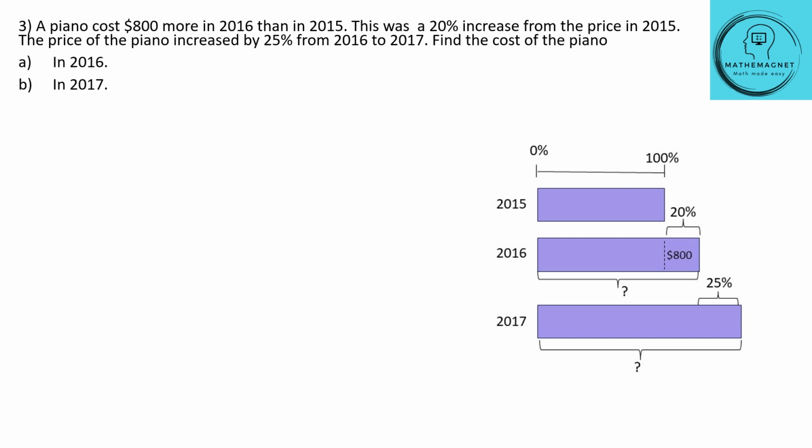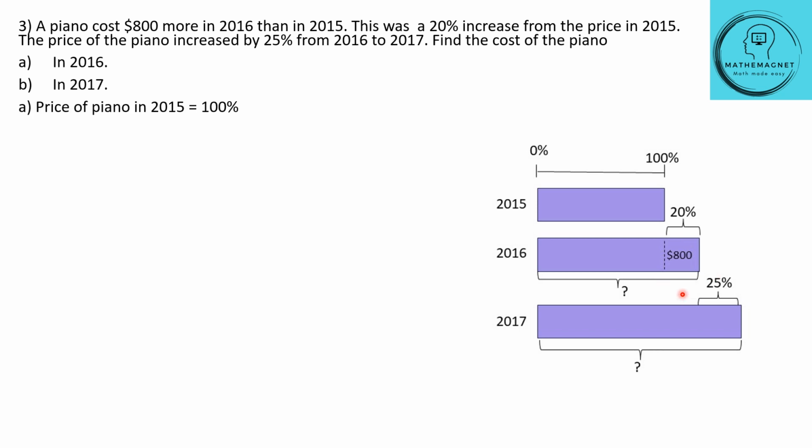Here first we are comparing the price between 2015 and 2016. So they are saying the piano cost 20% more in 2016 than in 2015. So this differential percentage will be 20% and the differential cost will be $800. And in 2017 they are saying it is 25% more than it was in 2016. Now the question is how much was the cost of the piano in 2016 and in 2017. So let's try to solve.